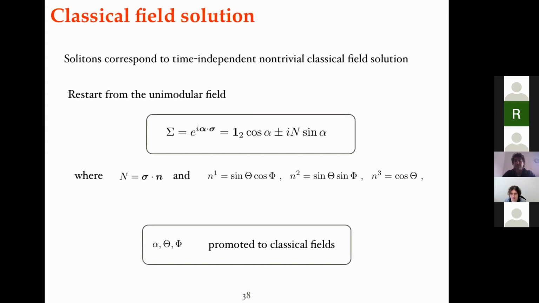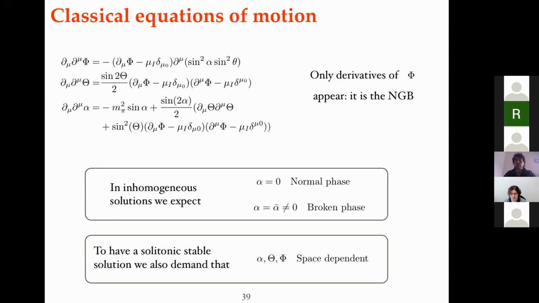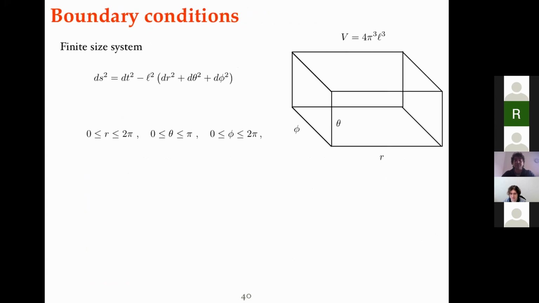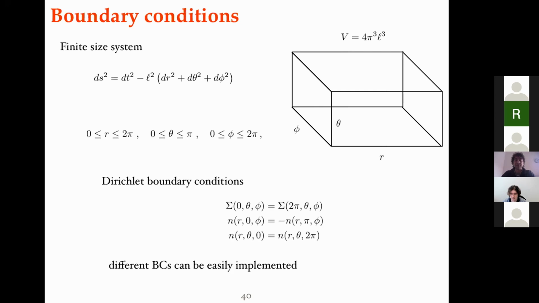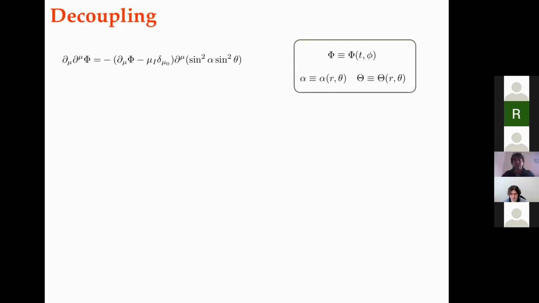So once again, we start from the same kind of field, but we look for classical equations of motion. Now the three fields are named alpha, theta, and phi. And then we analyze the possibly inhomogeneous phases, solitonic-like. So we discretize the system, put it in a box, and pose Dirichlet boundary conditions, and we make some assumption on the possible dependence of the fields on t, r, theta, and phi.